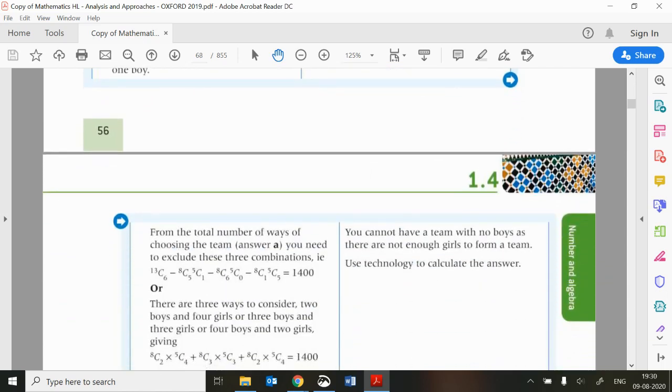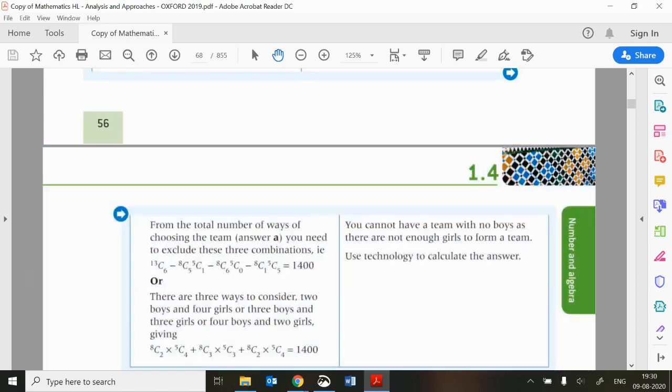So they've done exactly the same thing there, except they've taken away those combinations which are not allowed. So they've started with the maximum number of combinations and they've taken the ones away which are not allowed. I think the second one is more obvious there, but both ways are obviously valid.